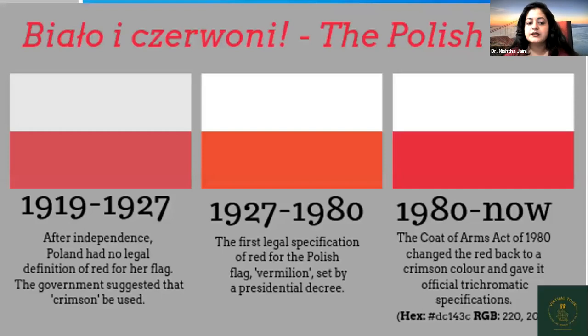Now, here is more about the flag. From 1919 to 1927, after independence, Poland had no legal definition of red for its flag. The government suggested that crimson red may be used for that. The first legal specification of red for the Polish flag was vermilion, vermilion red.